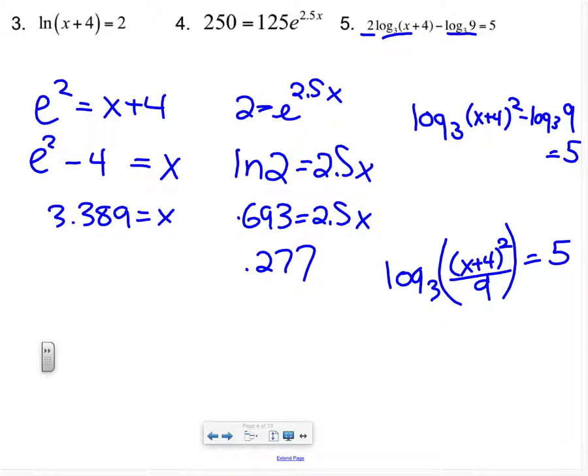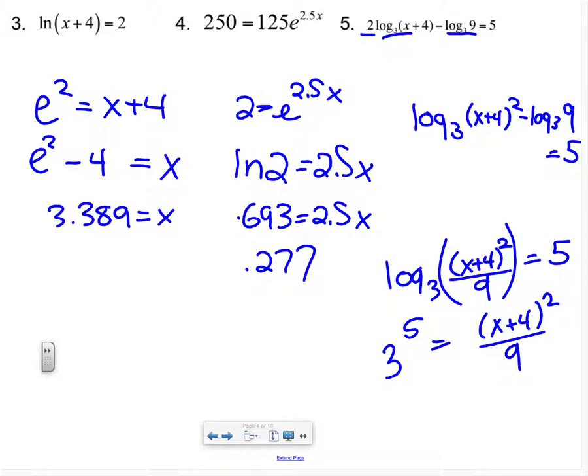All right, so now I have one log. Okay, I have to get down to one log. All right, we happy with that? So now I can write it as an exponent. All right, so I get what? 3 to the? How do I do? Switch one x, right? 3 to the 5. Good. Equals x plus 4 squared over 9.